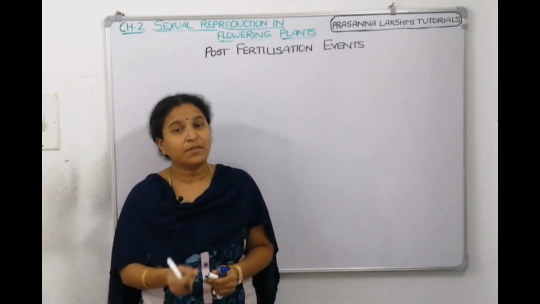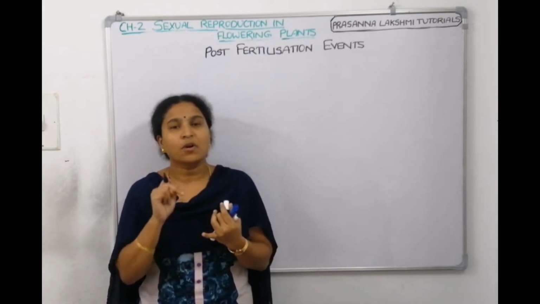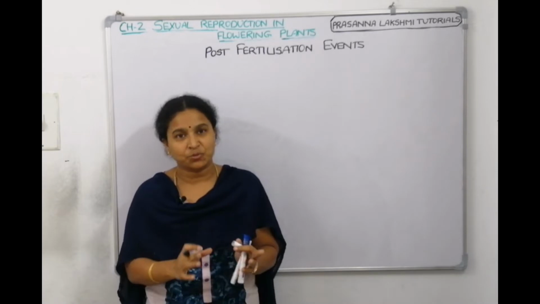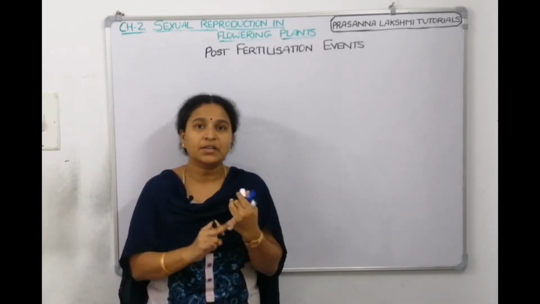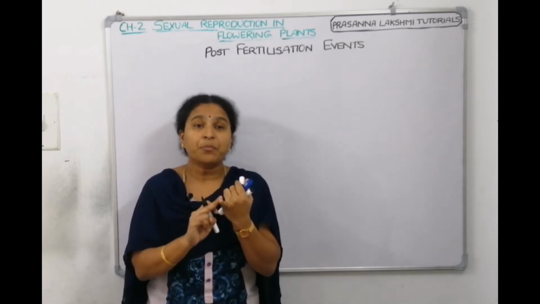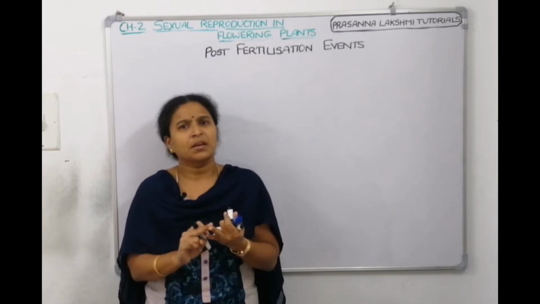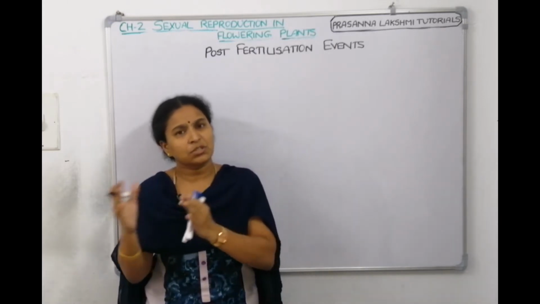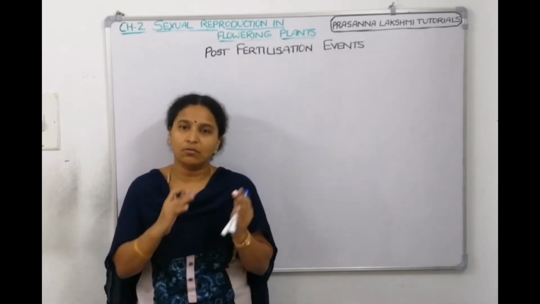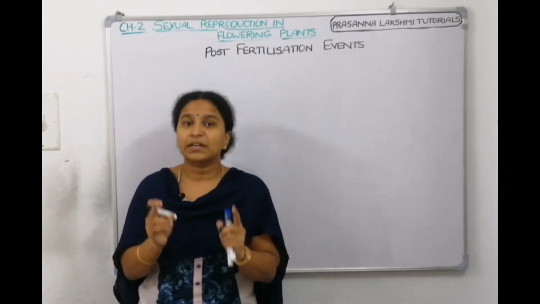But the major events under post-fertilization are endosperm formation. What is endosperm? It is a nutritive tissue. The embryo should get nourishment from the endosperm. So, the first point under post-fertilization will be endosperm development. The second point will be embryo development. And the third point will be the ovule getting converted into seed and the ovary getting converted into fruit. So, these are the major post-fertilization events.